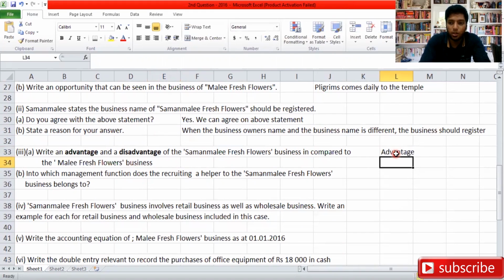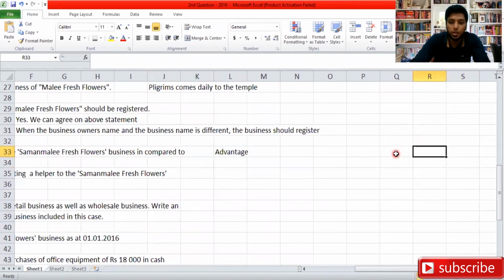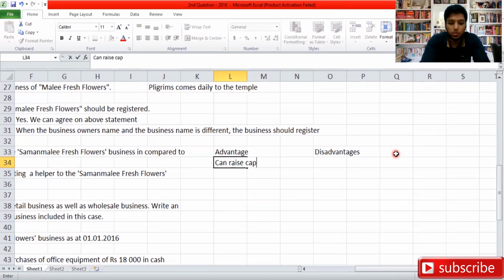You can write a lot when it comes to advantages and disadvantages, but I'm just giving you a few points. When it comes to partnership, advantages are you can get a lot of knowledge from your partner, you can get finance from your partner, you can share your losses with your partner, you can also come to an understanding with certain terms with your partner. The expertise knowledge in certain fields will be very high. So you can write one of them. You can say a very easy short term: can raise capital easily.